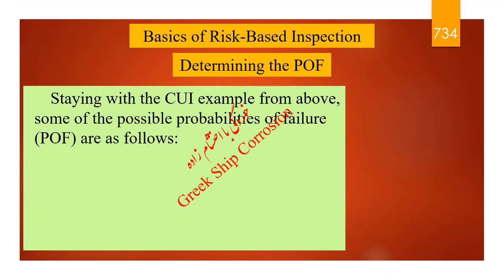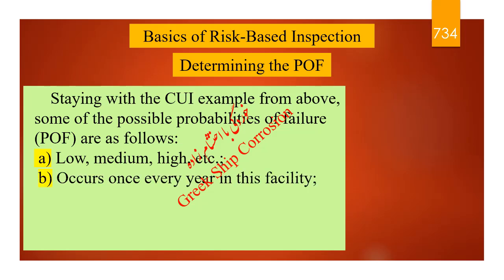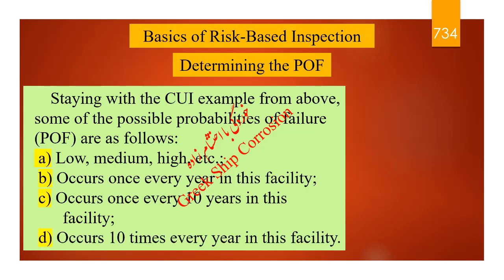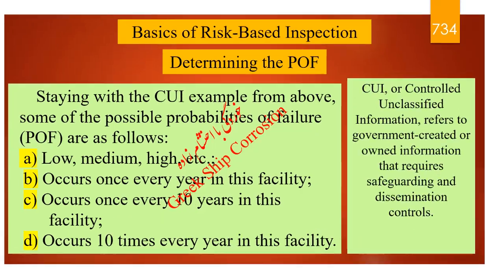Staying with the CUI example from above, some of the possible probabilities of failure are as follows. A. Low, medium, high, etc. B. Occurs once every year in this facility. C. Occurs once every 10 years in this facility. D. Occurs 10 times every year in this facility.